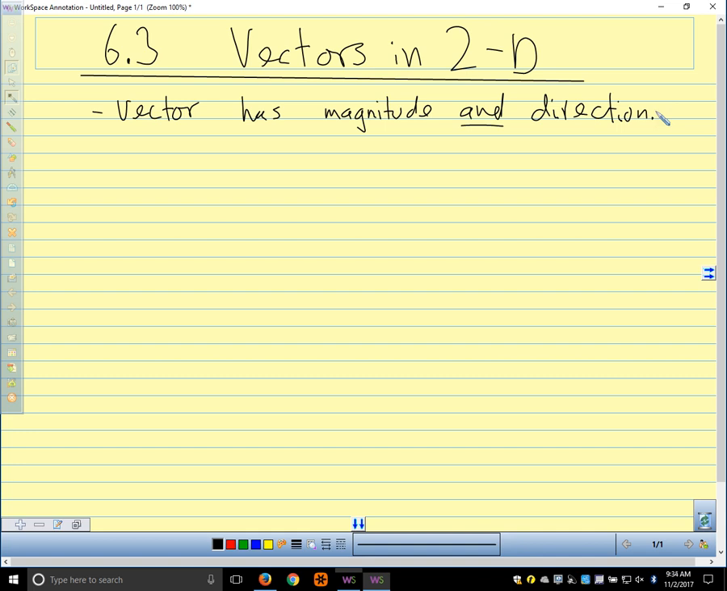Some examples of vectors: velocity is a vector. You need to know how fast we're going and what direction. Forces, any kind of force that you would talk about in physics class, you're going to describe with a vector. Electromagnetism, gravity, any of those kinds of things are going to be described with vectors. And when you work with them in any kind of detail, you work with vectors.